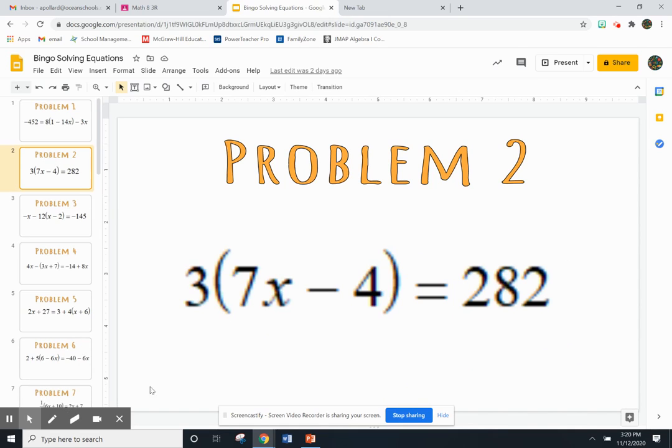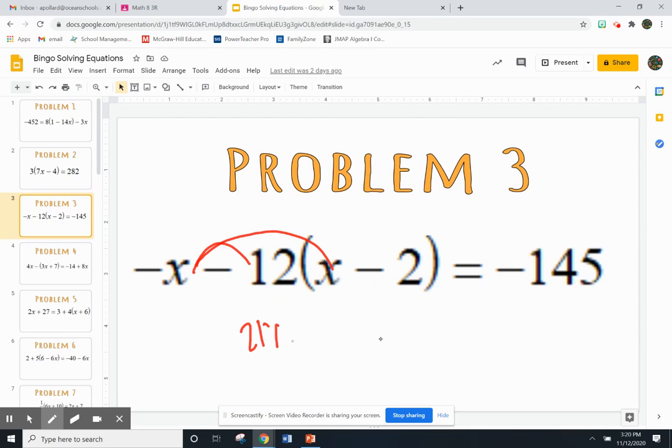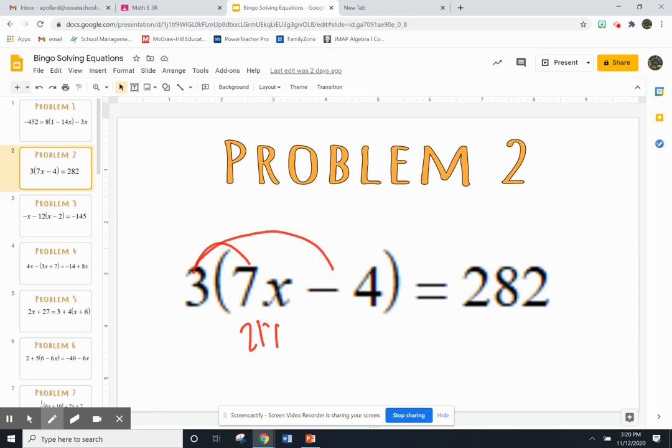Let's look at number 2 now. Distribute. 3 times 7 is 21x. 3 times negative 4 is negative 12 equals 282. Add 12 to both sides. I get 21x equals 294. Use your calculator. 294 divided by 21 gives me x is 14.